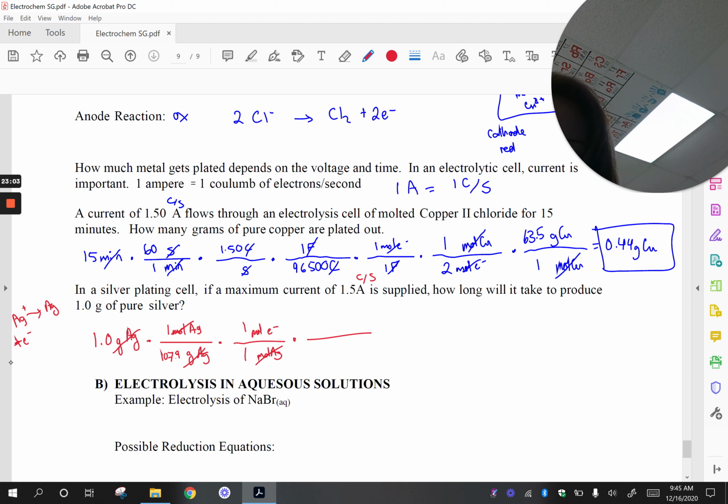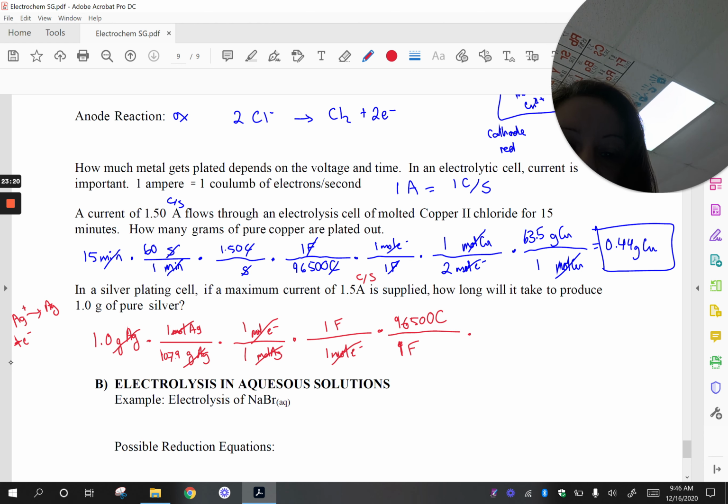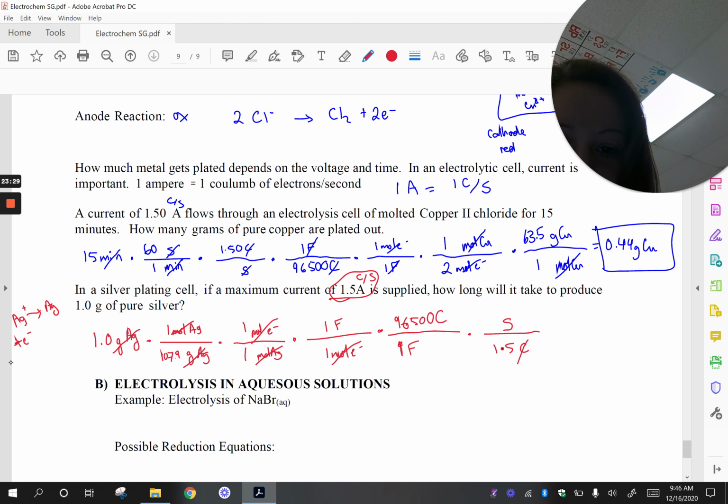Okay? Remember that 1 mole of electrons is equivalent to 1 Faraday, and that 1 Faraday is equal to 96,500 coulombs. And we know that we have a current of 1.5 coulombs per second. Isn't that clever? I love when my units cancel and I get what I want.